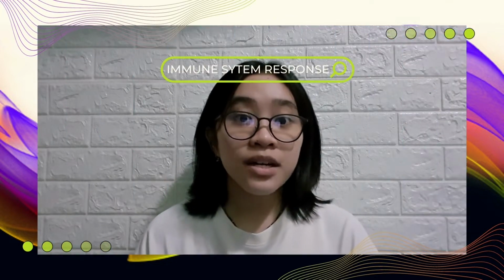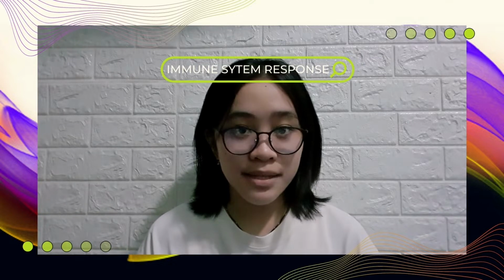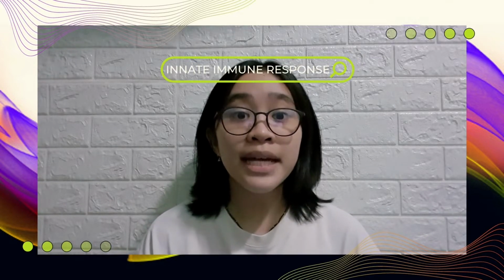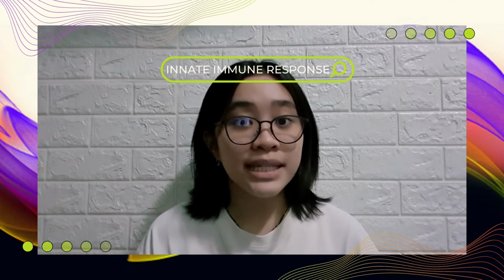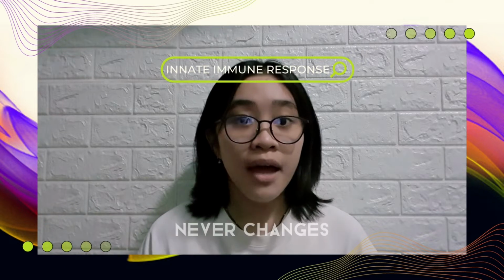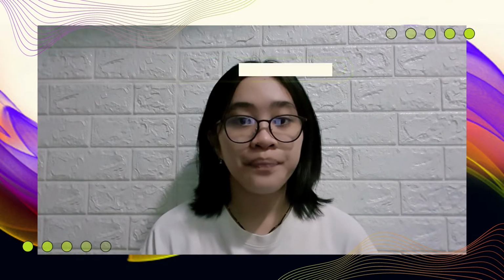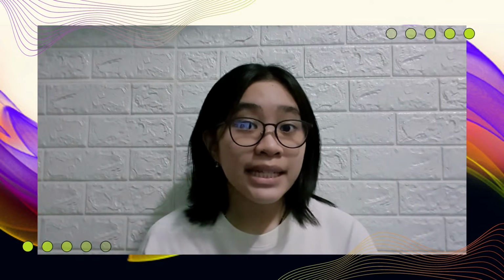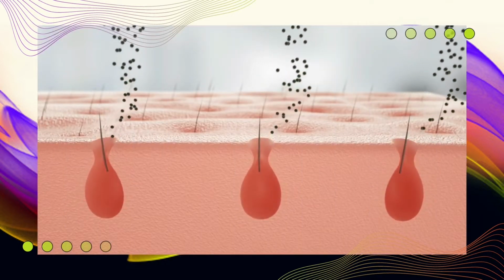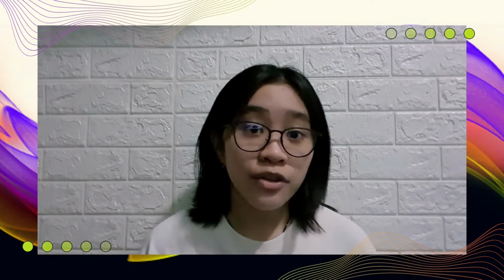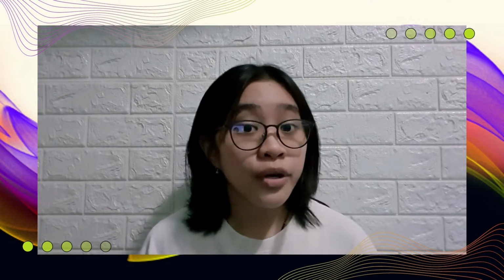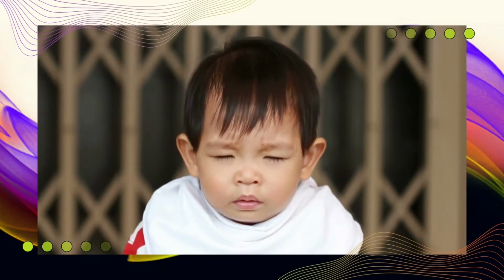Now, let us discuss the 2 types of immune system responses. First, we have the innate immune response. It is the first to respond to an infection as it acts fast, is non-specific, and never changes from exposure to exposure. It involves barrier defenses like skin, mucous membrane, and secretion. In humans and in most vertebrates, the skin and ectodermal derivatives are the first line of defense against infection. If there is an invading pathogen, like a virus or bacteria or any foreign substance, the body reacts through mucus secretion.